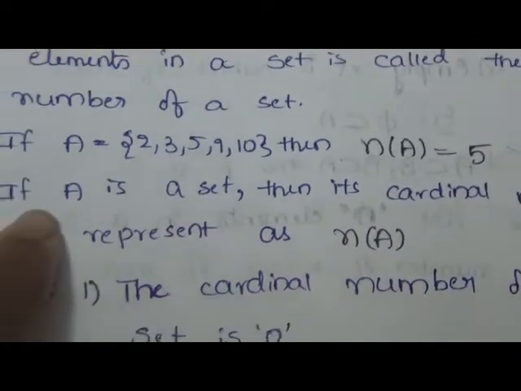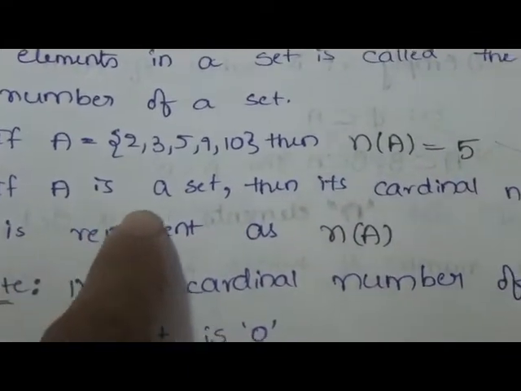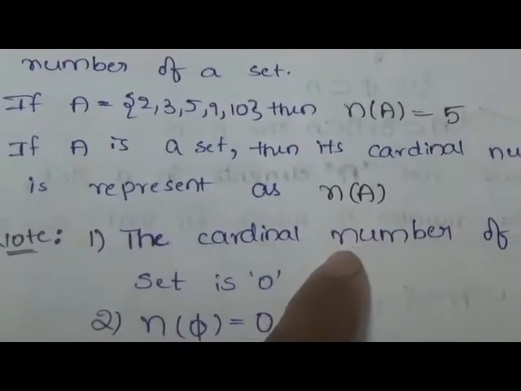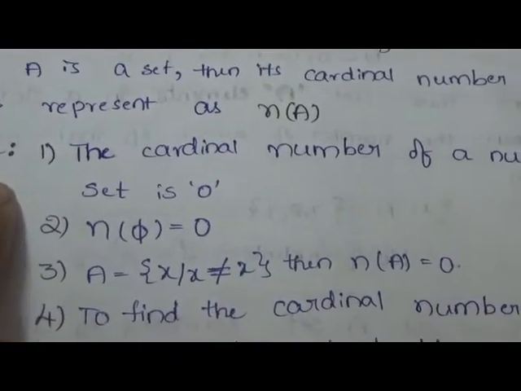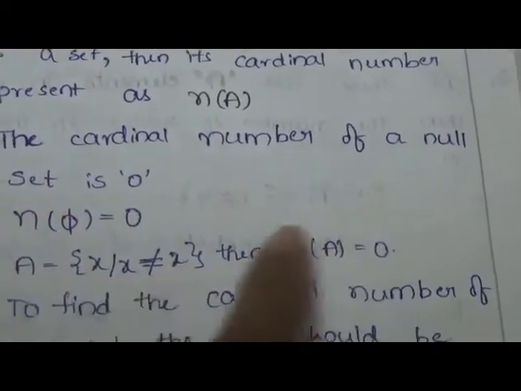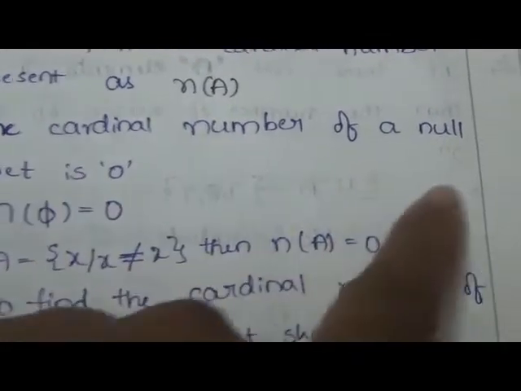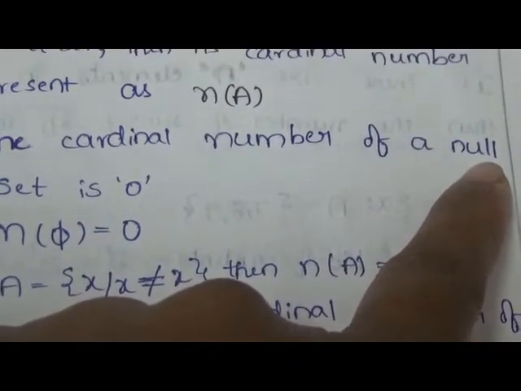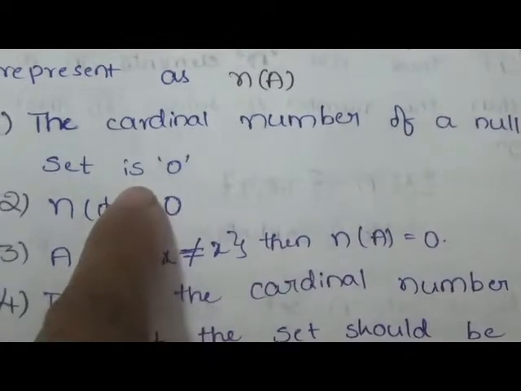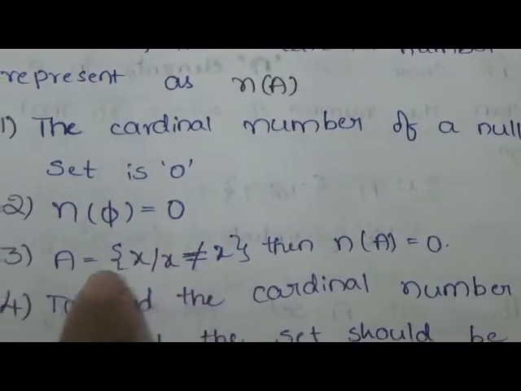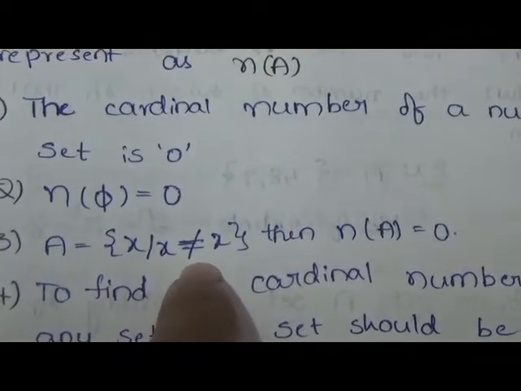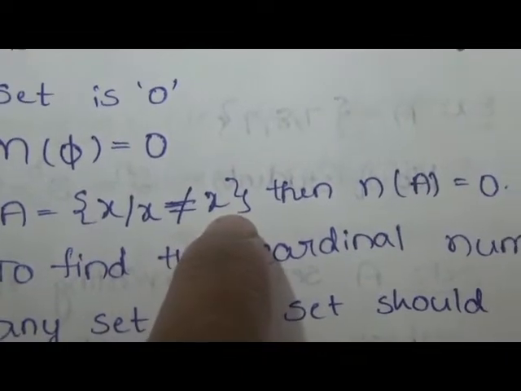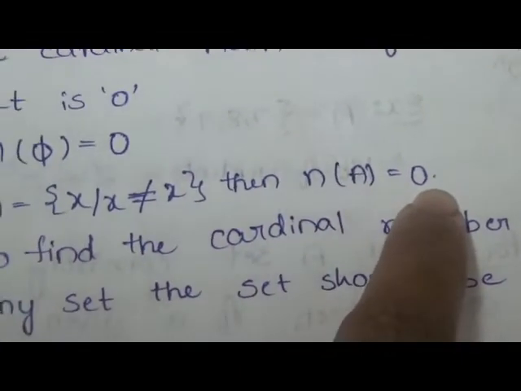So if A is a set, then its cardinal number is represented as n(A). Note that the cardinal number of a null set is 0. What do you mean by a null set? Null set means empty set; there are no elements in the set. So what is the cardinal number for this null set? 0. So n(φ) is equal to 0. A is equal to {x : x is not equal to x}, then n(A) is also 0.